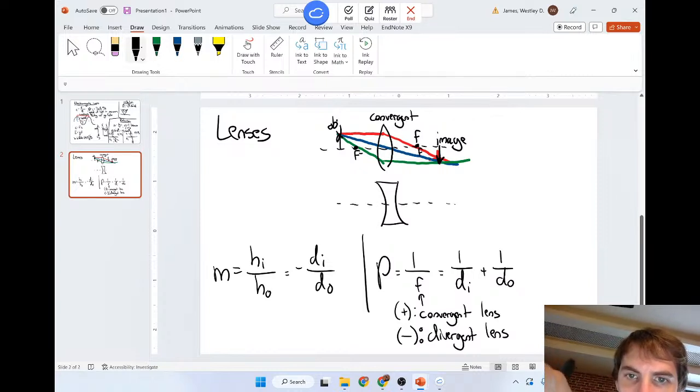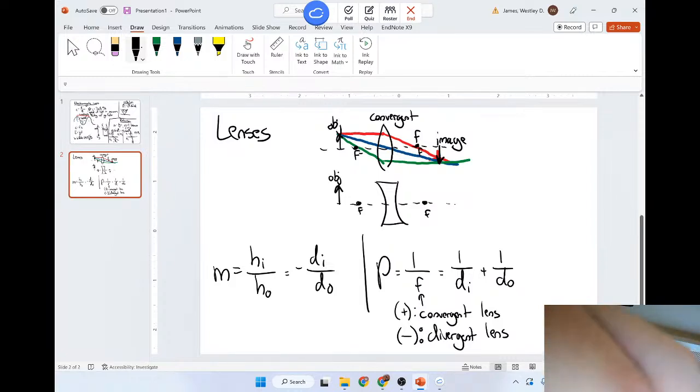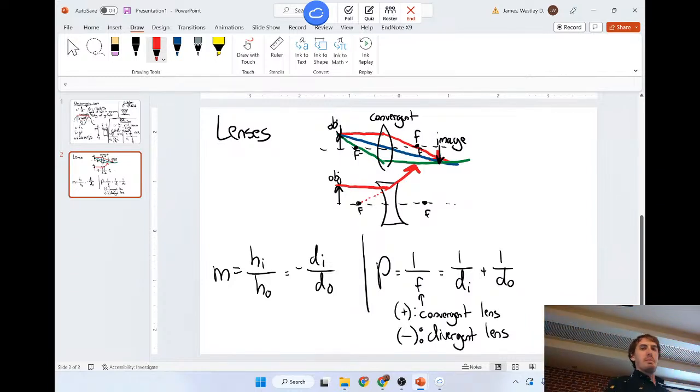Here's my divergent lens. Same focal point. If this is my object, I need the first one. The first line is going to go straight. And then it's going to be as if it passes through this focal point. How much it goes up, we kind of draw a dotted line and draw it straight up like that. The second one, super easy, just goes right through the middle, and then I squiggle it. Oh, I hate drawing straight lines in this thing.